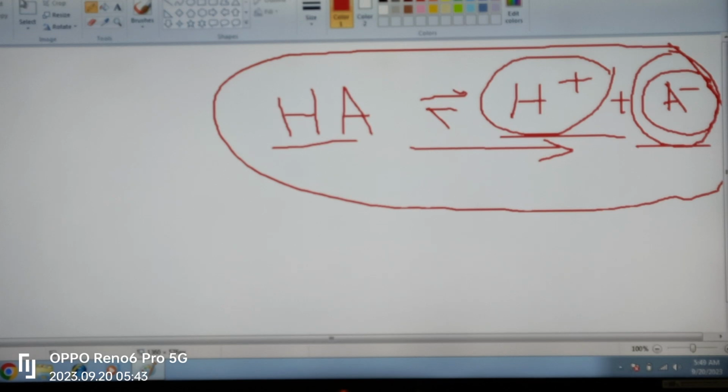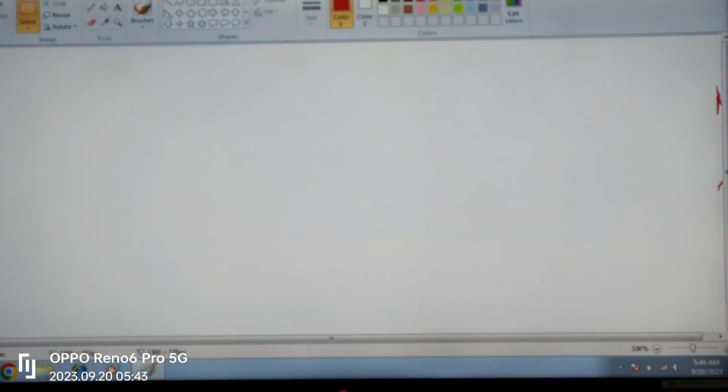Now let us take some examples and try to explain their relative acidity. After this, I will explain the relative basicity of some selected compounds. So now I am taking some examples, very simple examples. All of you know these examples.